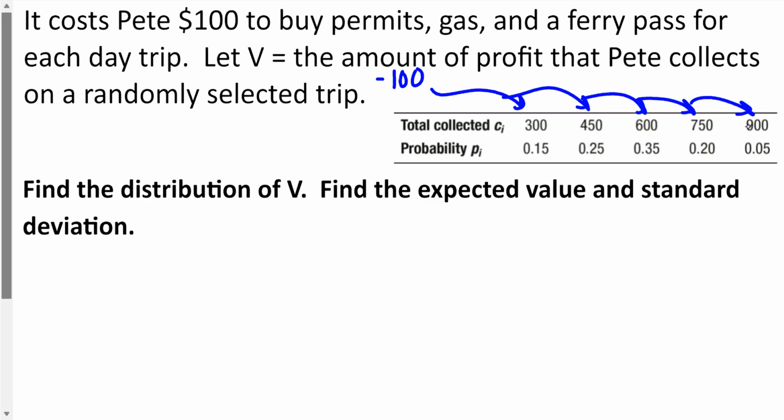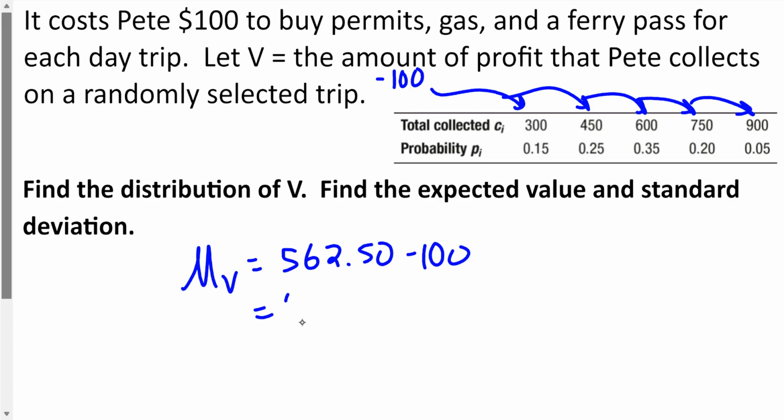to find our new mean. We said with means, when you subtract from all of them, you also just subtract from the mean. So now, if I wanted to just find the mean of that, it would have just been 562.50 minus 100. So my new mean is 462.50. That's his average profit after what he has to pay.